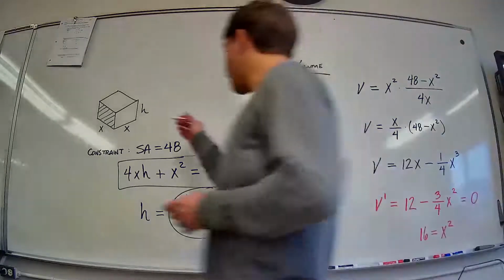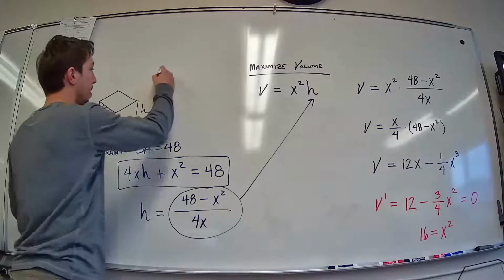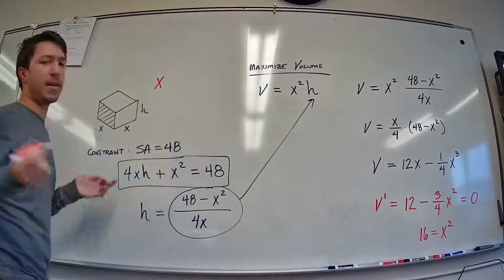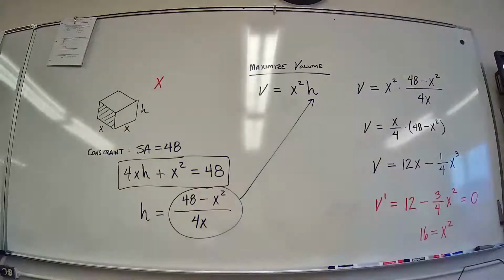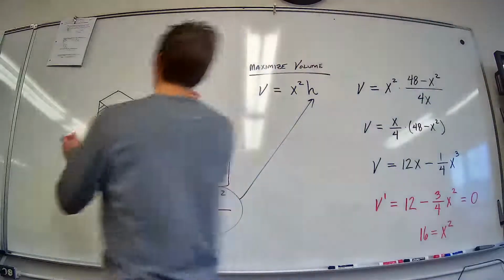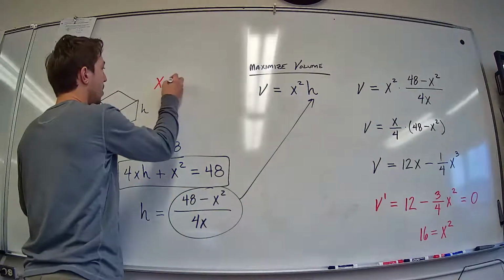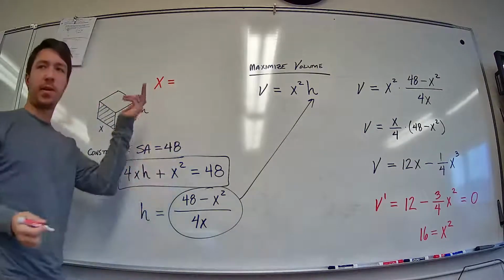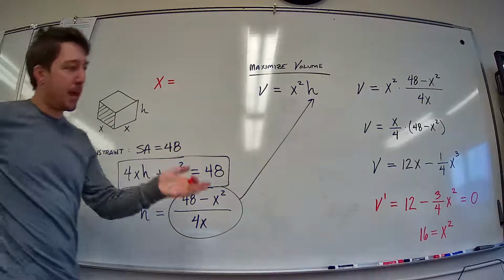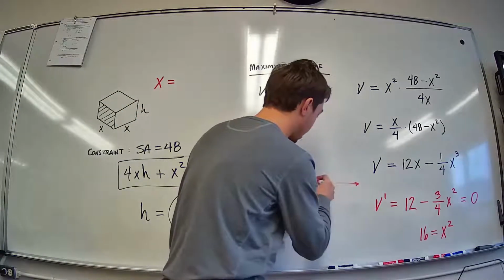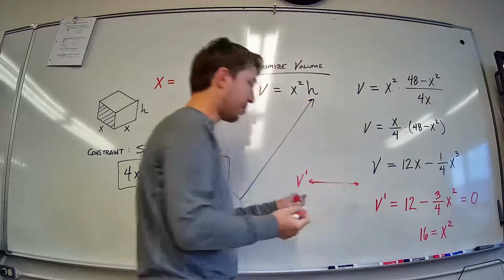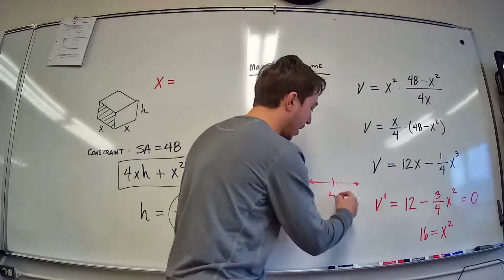So coming back here, now what's the final answer? How do you express the actual answer to the question? It says, what are the dimensions that maximize the box's volume? By the way, like we talked about yesterday, for showing my work, I should maybe show a v prime number line.